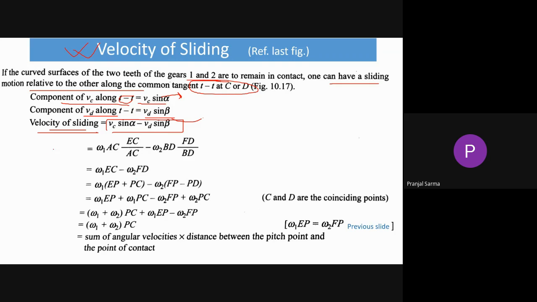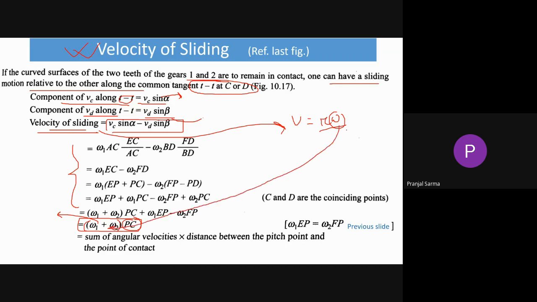We are just simplifying this, and what we have obtained is that this velocity of sliding is equal to the addition of the two angular velocities, omega 1 and omega 2, multiplied by some distance. This is also a linear velocity only. We know v equals r omega, that holds good, and similar is the case here also. This omega has become omega 1 plus omega 2, that is the value of angular velocity, and this r is this particular distance PC.